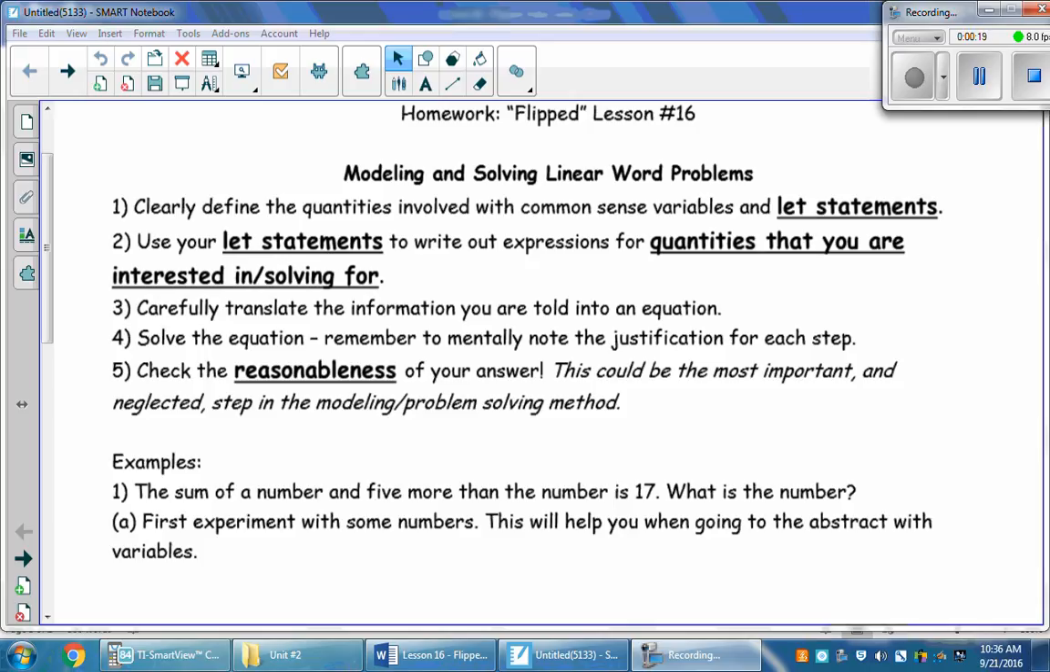First thing we're going to do is clearly define the quantities involved with common sense variables in what are called let statements. Then we're going to use these let statements to write out expressions for the quantities that you're interested in, really the ones that you're solving for. Number 3, we're going to carefully translate the information you are told into an equation. We've done this before. Number 4, we're going to solve the equation. Remember to mentally note the justification for each step. Number 5, probably the most important thing, check for the reasonableness of your answer. As I mentioned, this is one of the most important things we have to do, make sure that our answer makes sense for the question we're being asked.